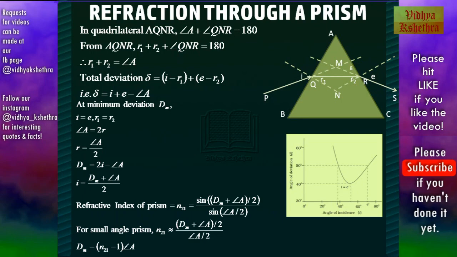In the case of a small angle prism, n21 can be written as almost equal to (Dm plus angle A) by 2 divided by angle A by 2, or Dm is equal to (n21 minus 1) into angle A.